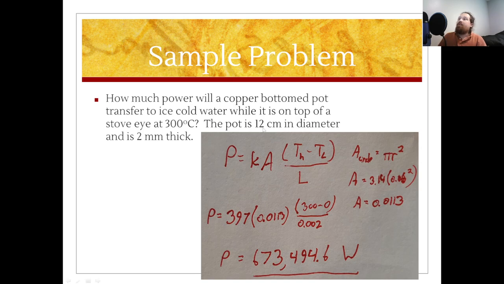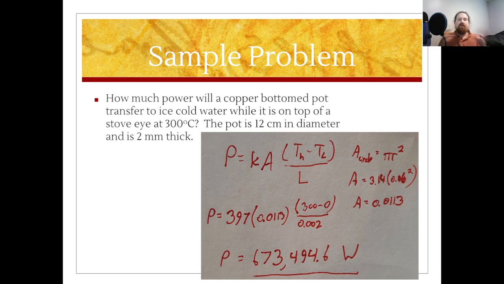The pot has a diameter. It's a round-bottomed pot. I've only ever seen round ones personally. That has a 12 centimeter diameter, and the metal that makes up the pot is 2 millimeters thick. With all of this information, are we able to determine the rate of thermal energy flow, the power flow, through the bottom of this copper pot?